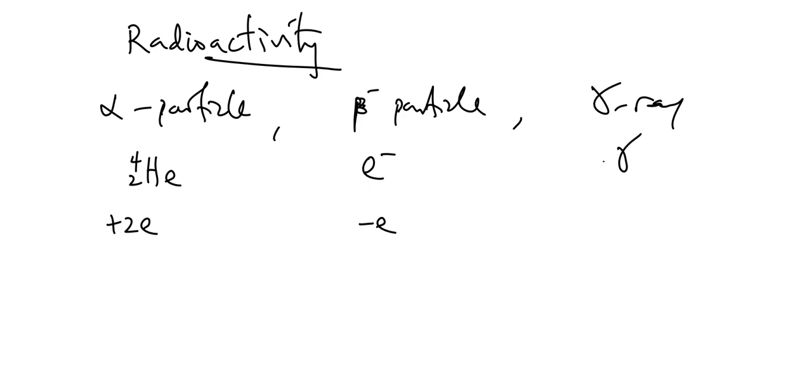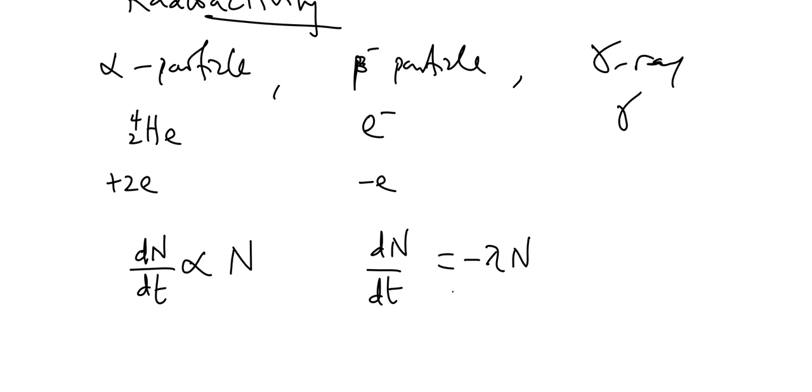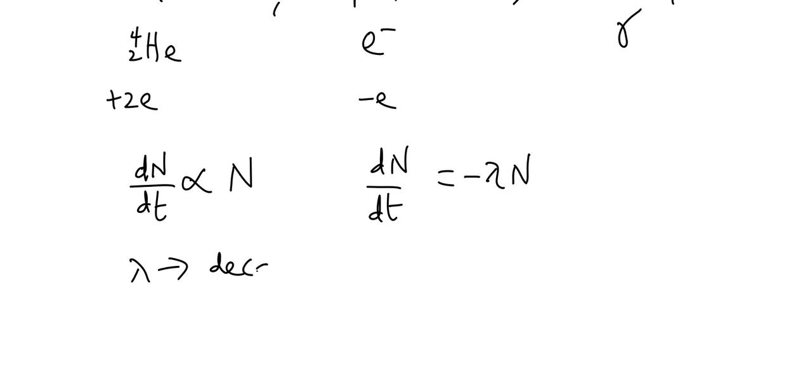But when an unstable nucleus undergoes radioactive decay, the rate at which that nucleus will decay, the dN/dt, the rate of decay, is proportional to the actual number of nuclei that are present at a particular time t. So if we remove the proportionality sign and introduce a constant, we have that dN/dt is minus lambda N. The proportionality constant here is lambda, so we call lambda the decay constant.